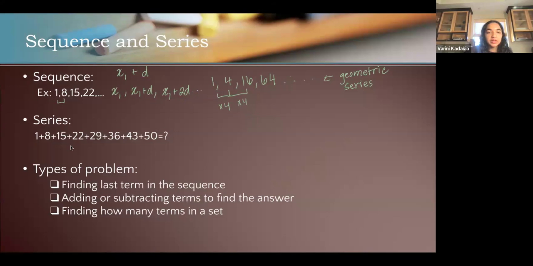And then in a series, you would start summing these numbers. There are certain formulas for the sum of a geometric series and the sum of an arithmetic series. Does anyone have any questions right now? No questions? Okay.